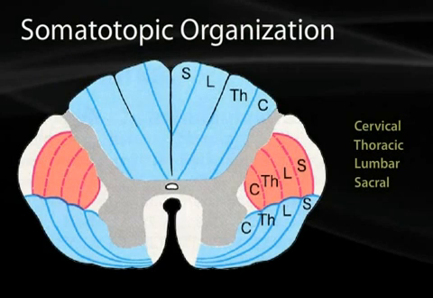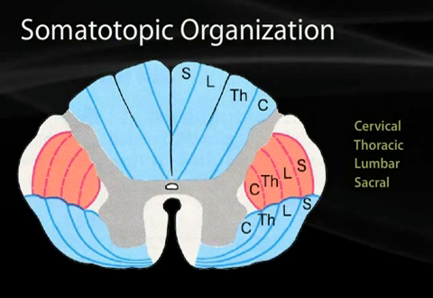Let's talk about somatotopic organization of the cord. Somatotopic organization means that different portions of the cord are carrying information from different portions of the body. We already talked about how fasciculus gracilis of the dorsal column has lower body information being represented in the medial portion of the dorsal column, and upper body information being represented in the lateral portion of the dorsal column. So you can see that here, where sacral to thoracic regions of the body are being represented from medial to lateral.